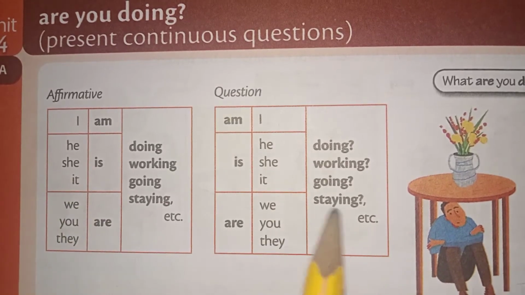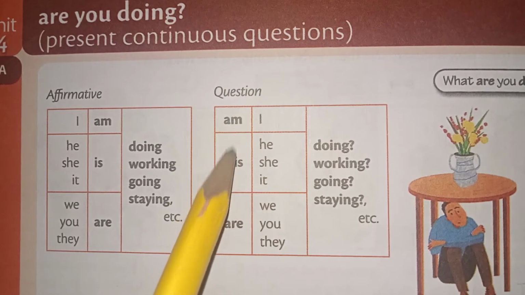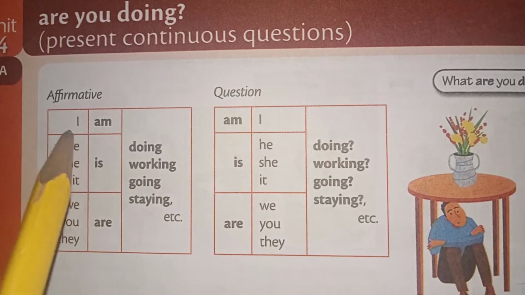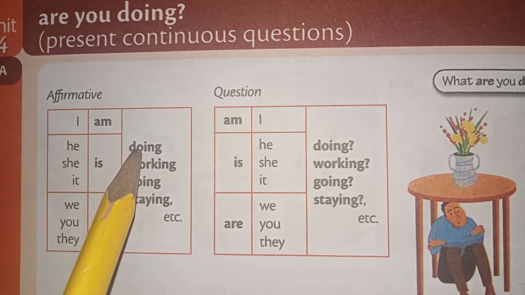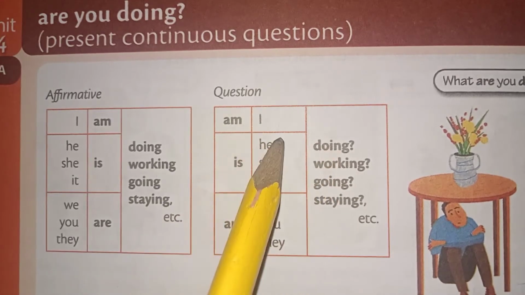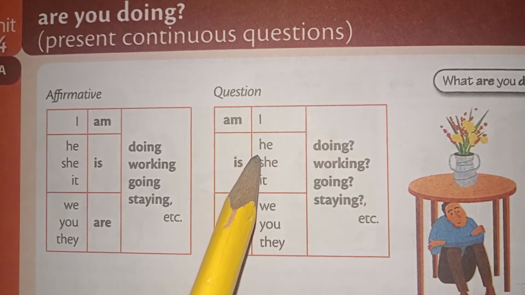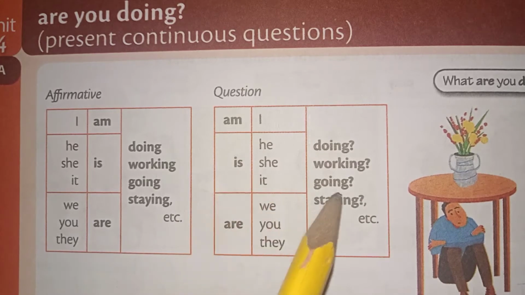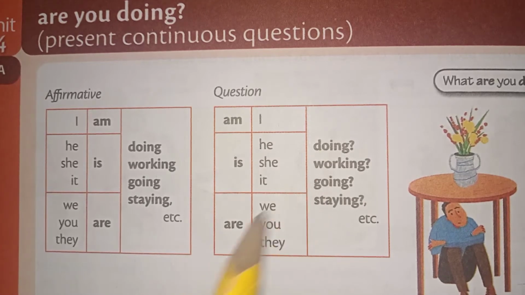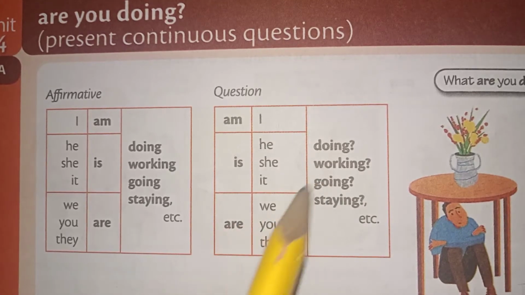And here we have how to make questions. We put these helping verbs at the beginning of the sentence. I am working, I am doing. We can also say, am I doing, to make questions. Is he working? Is she going? Is it staying? Are we going? Are you going? Are they going? Are they working? Are we working? Like this.